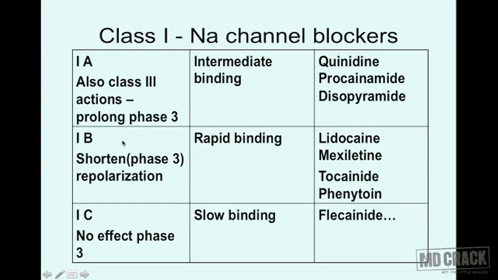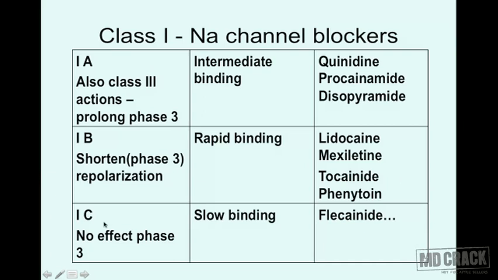It prolongs the phase 3. These are intermediate binding to the sodium channels: quinidine, procainamide, disopyramide. Class 1B shortens the phase 3. This is an additional effect. These are rapidly binding agents. This is lidocaine, mexiletine, tocainide, and phenytoin.